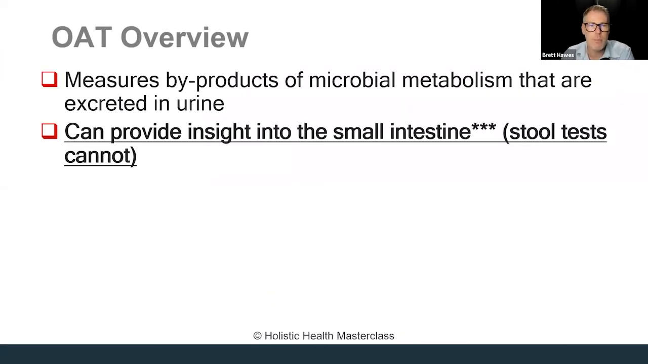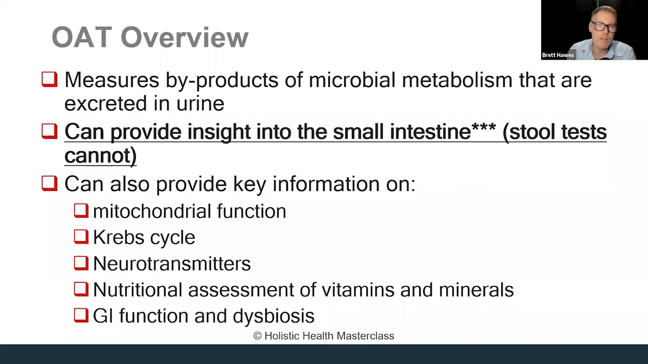So the overview here, it measures byproducts of microbial metabolism that are excreted in urine. Obviously, we're sort of bringing us back on point here to GI infections. This can provide insight into the small intestine, right? Very, very important here. An organic acids test can give us insight into yeast and fungal markers and bacterial markers that are in the small intestine and or systemic, whereas stool testing cannot do that. So what I'll often see is sometimes I'll see a stool test that'll be negative for Candida, and I run an organic acids test as well, and sure enough, that comes back as positive.